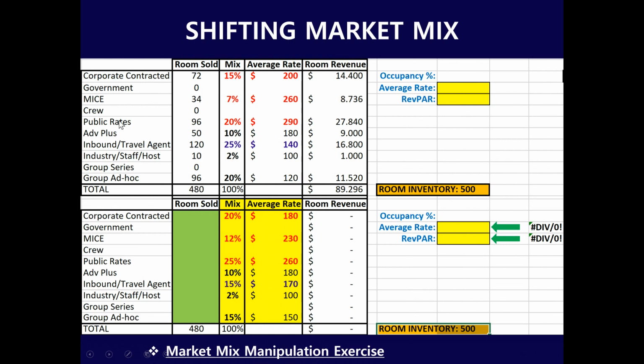From this current mix, what we can assume is we have an opportunity to get more revenue or higher ADR if we can replace some of the group ad hoc booking or inbound travel agency booking with public or corporate or MICE booking, because at the moment 25% from inbound travel agent and 20% from group ad hoc is quite a high portion of our total business.